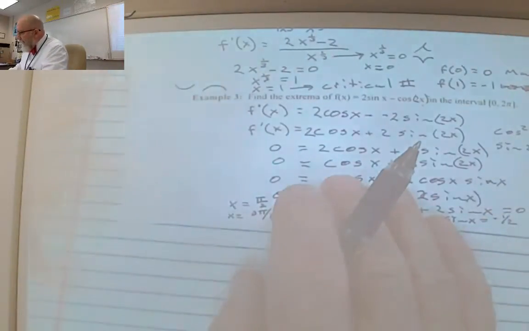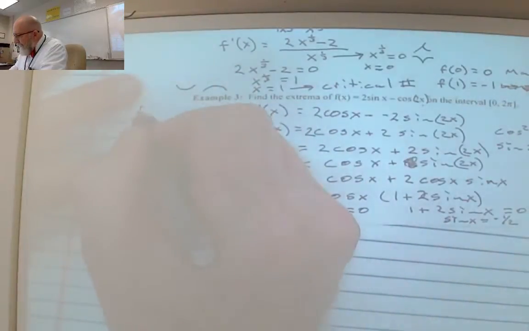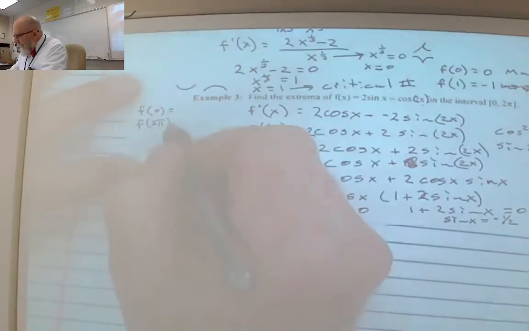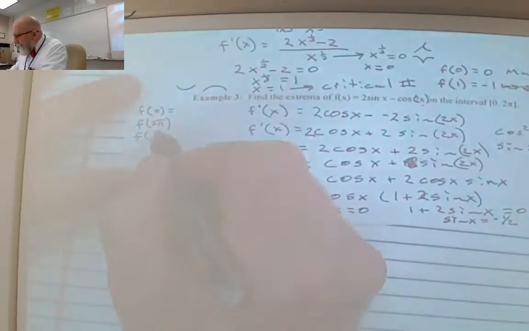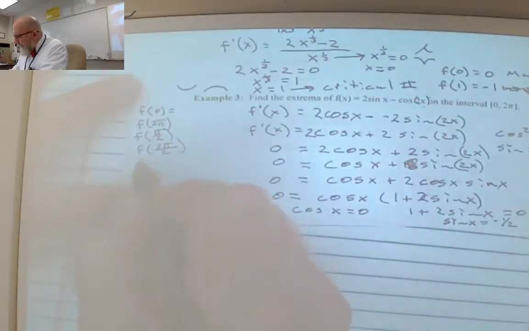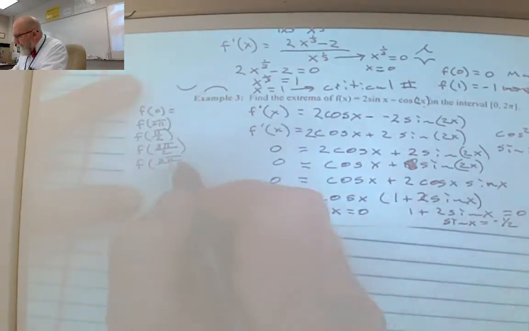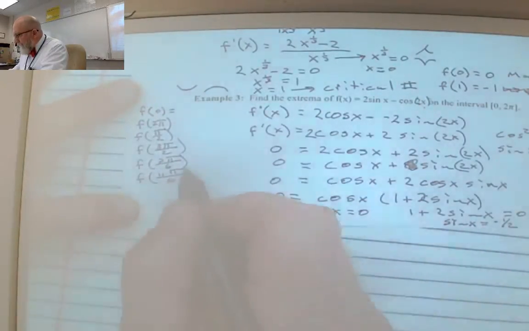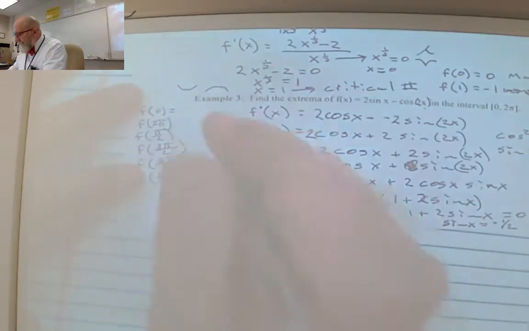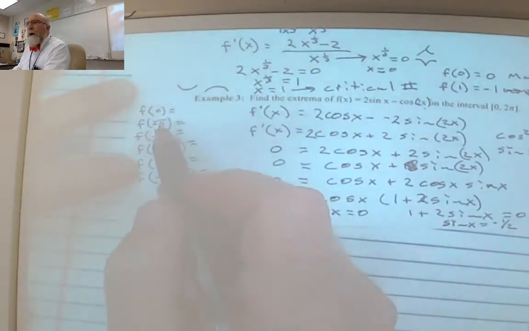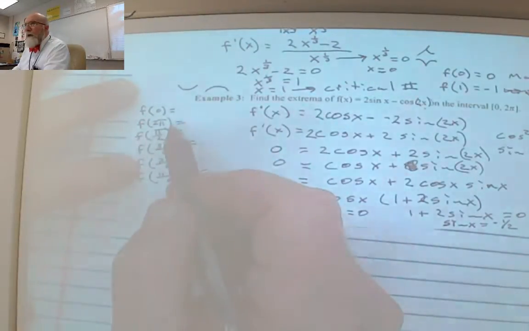So I have 6 values in here. I have to put 0 into there. I have to put 2 pi into there. I have to put pi over 2 into there. I have to put 3 pi over 2 into there. I have to put 7 pi over 6 into there. And I have to put 11 pi over 6 into there. Well, aren't 0 and 2 pi the same location? So once I figure out 0, isn't 2 pi going to be the same answer?